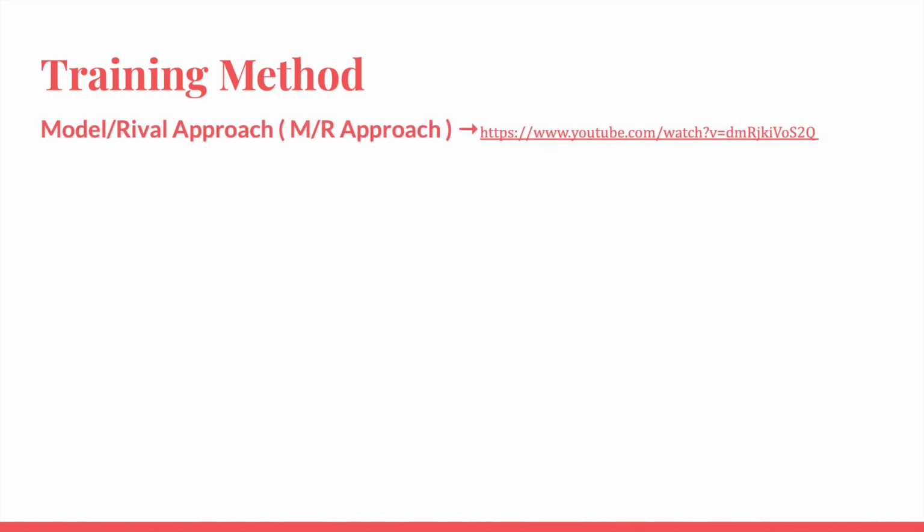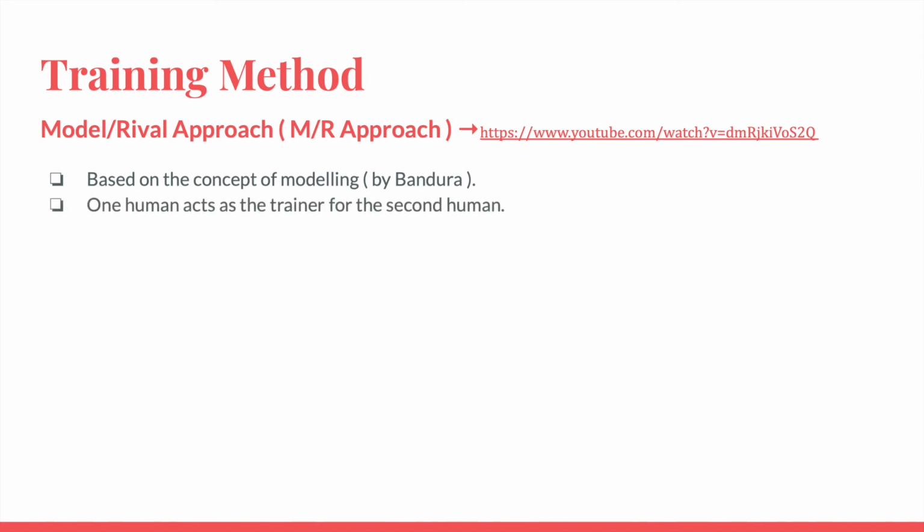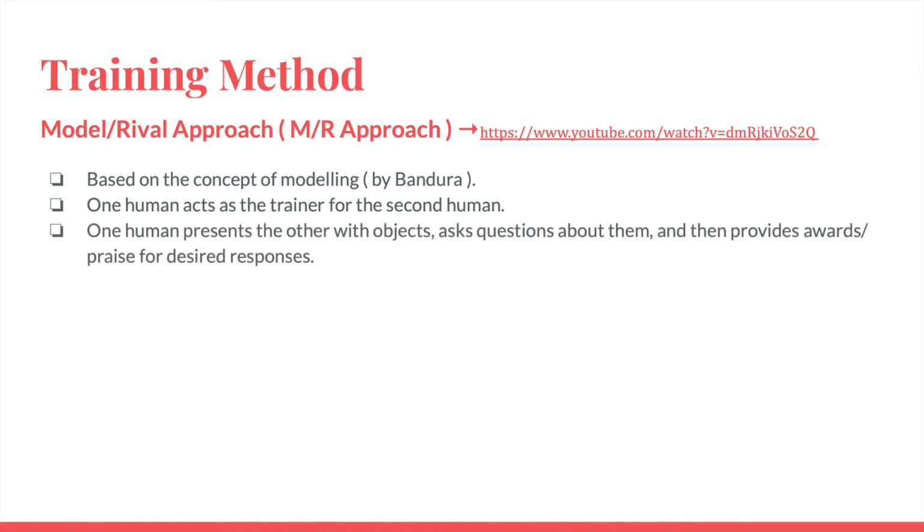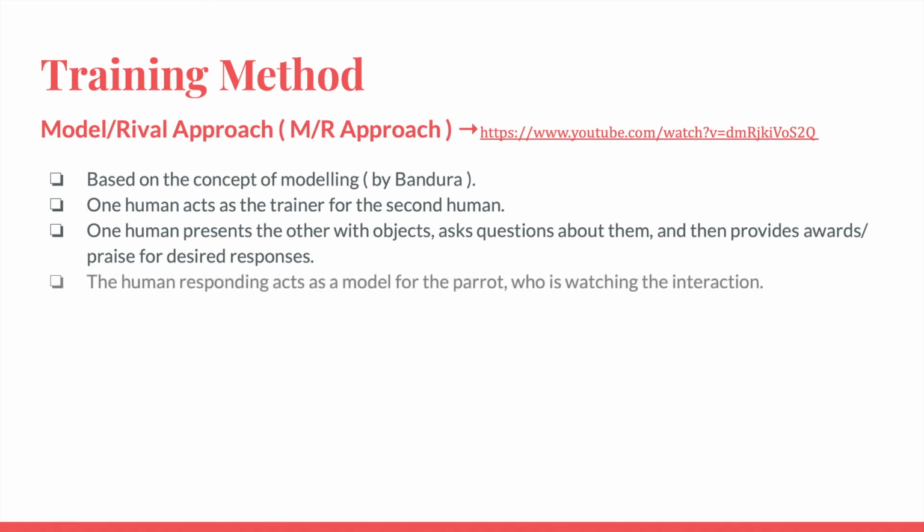Ultimately, Pepperberg's focus during Pepperberg et al. was the model-rival approach. The model-rival approach is based on the concept of modeling by Bandura, aka the Bobo the Clown experiment. The model-rival approach is where one human acts as the trainer for the second human. The trainer presents the second person with objects and asks questions about them. They then provide rewards and praise for correct responses. Alex watches this interaction, and the second human acts as a model for Alex. Alex is then considered a rival for the trainer's attention.